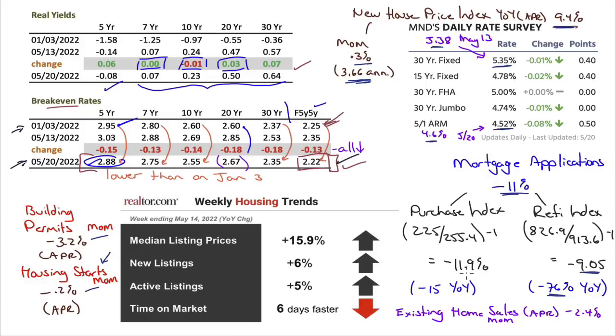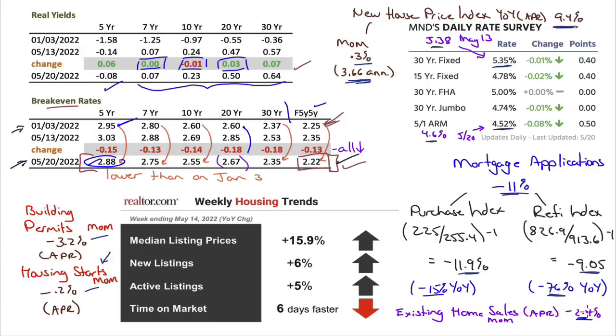But our purchase index dropped almost 12%. It's down 15% year over year. Let's put the percent sign in there so we know we're talking 15%. Down 15% year over year. Existing home sales in April, month over month, were down 2.4%.